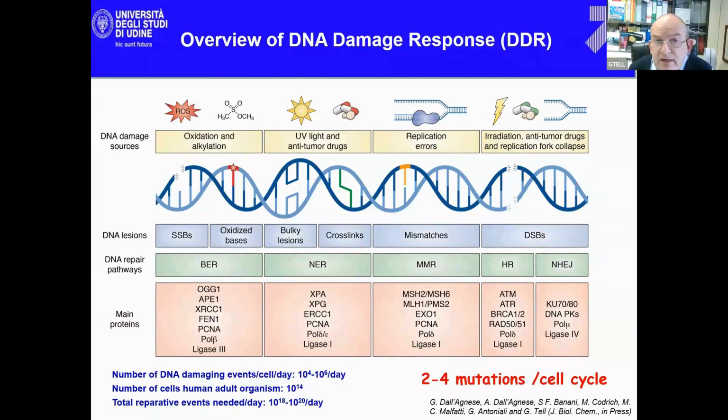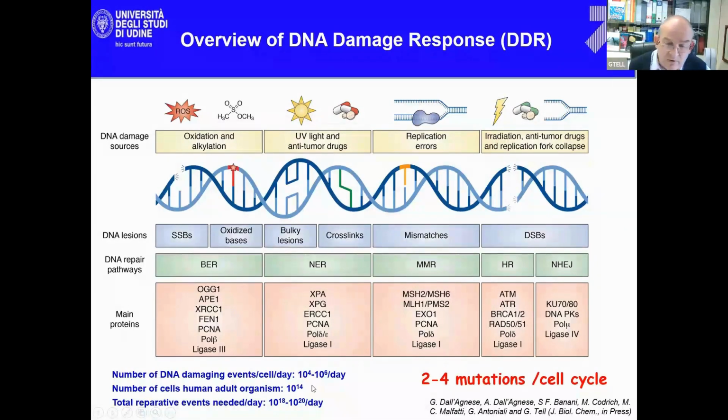DNA damage may come from different sources, such as endogenous sources, such as oxidative stress due to common cellular metabolism, but also exogenous and other endogenous issues that can give rise to chemical modifications of DNA that can be highly harmful for the cell. It is considered that the number of DNA damaging events per human cell per day is very high, about 10 to the 4, 10 to the 6 lesions per day.